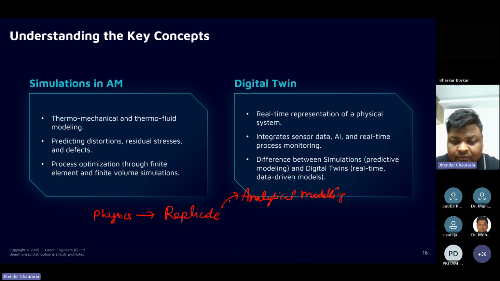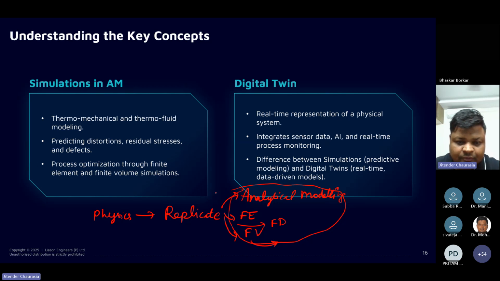Coming next, you have the finite element approach. You have finite volume. You have finite difference, FDM, and there are so many techniques moving forward. So you kind of make a model which is similar, not of the machine. Remember, it's not for the machine, it's for the process.